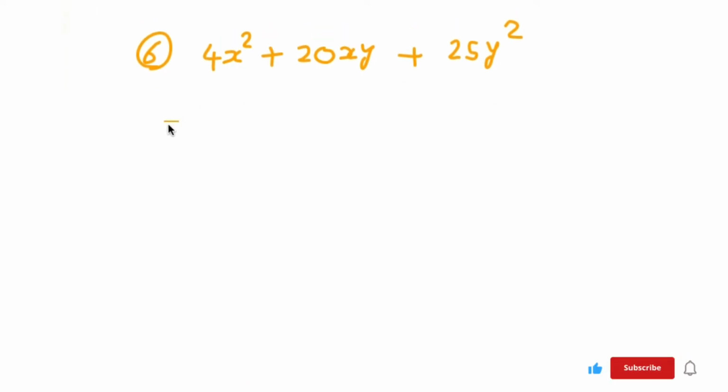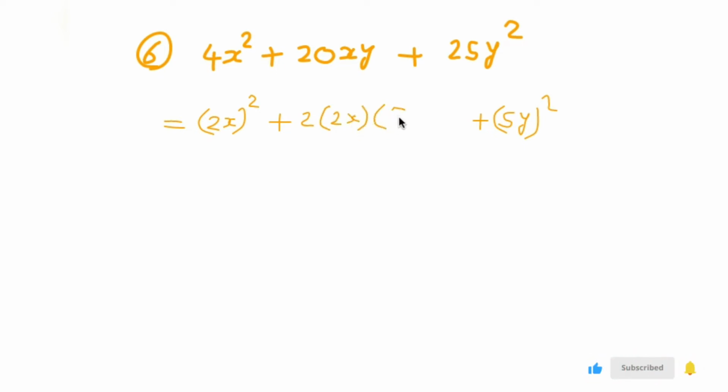Now another example. Here also 3 terms, a trinomial, so we can check for a perfect square. So 4x square we can write (2x) whole square because 4 means 2 square. Now the last term, 25 means 5 square, so (5y) whole square. Now this is a value, this is b value: a value 2x, b value 5y. Let's check whether we get 20xy. So 2 times 2 is 4, 4 times 5 is 20xy. So yes, it comes to 20xy. So we can write (2x plus 5y) whole square.